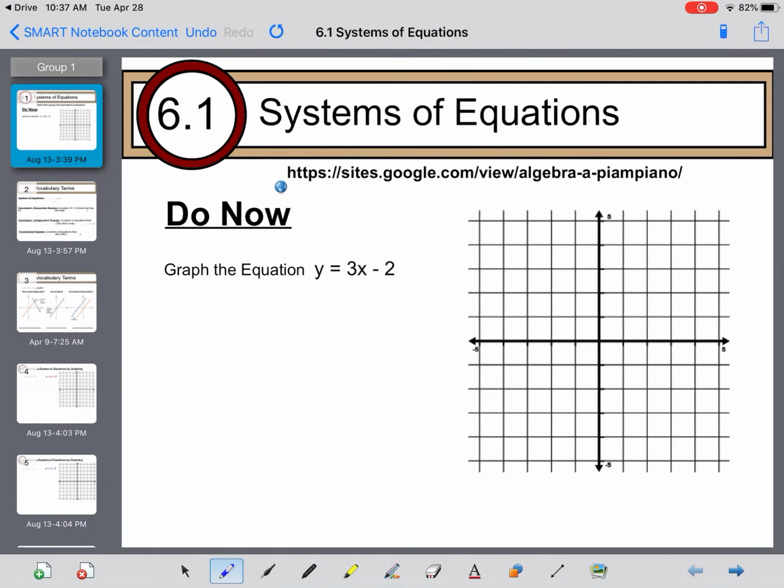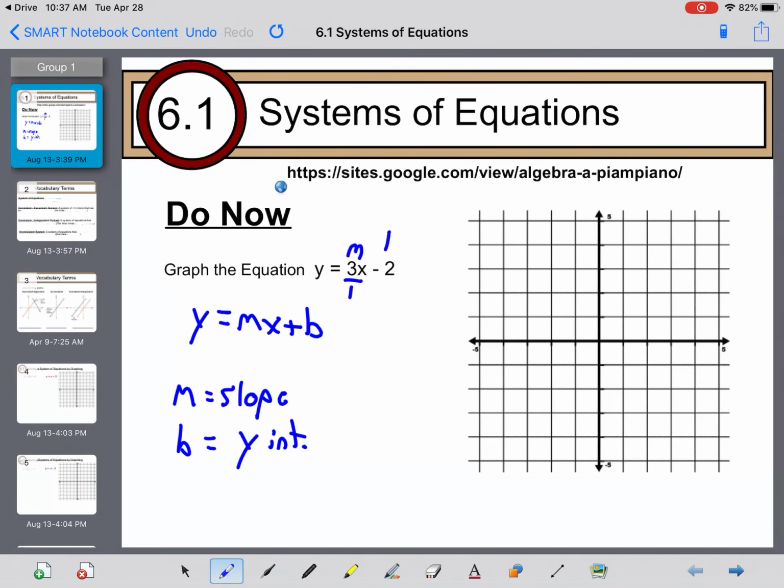Well, this is a skill that we've learned a few months ago, okay? Remember, our equations are in y equals mx plus b form, where your m is slope and the b is your y-intercept. So these are the same skills that we used when we were graphing our inequalities last week. If you take a look, what they give us, m is 3, but we like slope as a fraction, so 3 over 1, and our b value is negative 2.